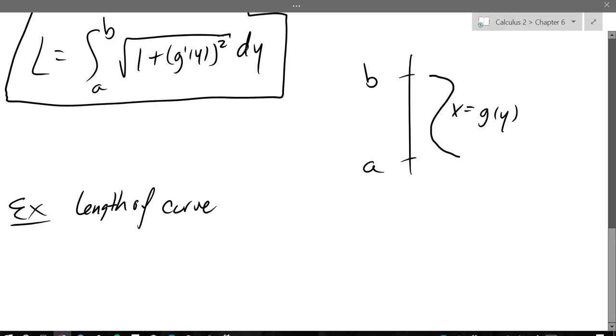So we're going to find the length of the curve y equals 4 square root 2 over 3 x to the 3 halves minus 1 on the interval 0, 1.